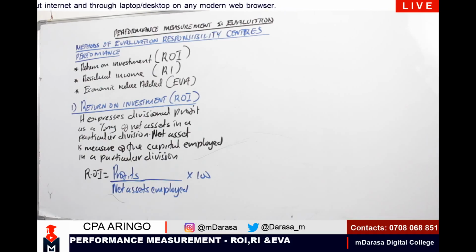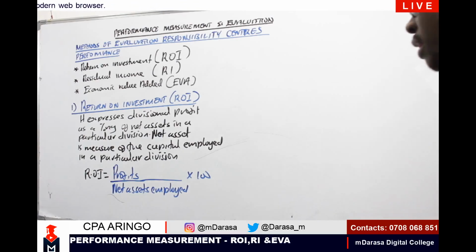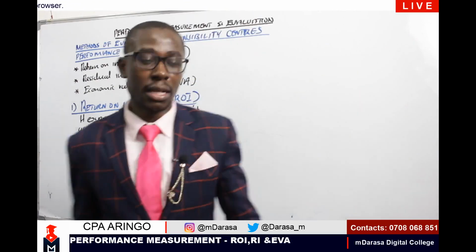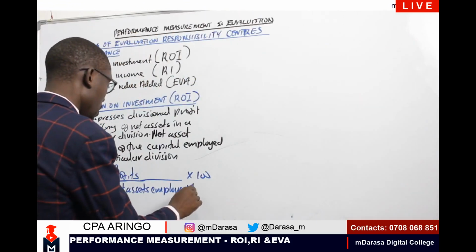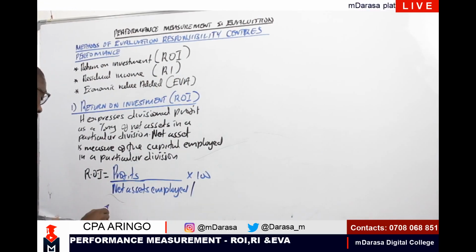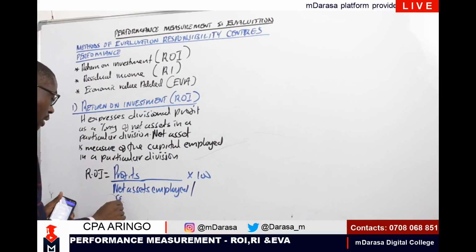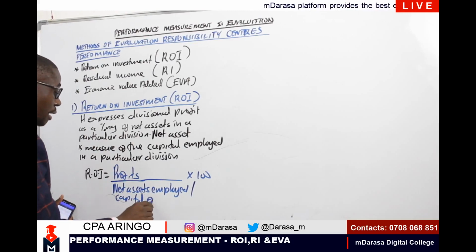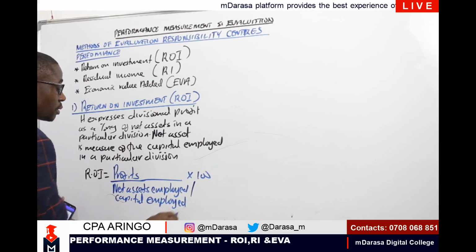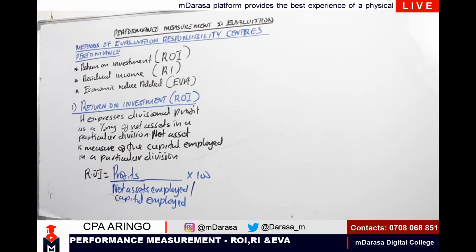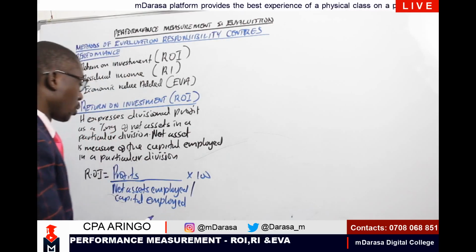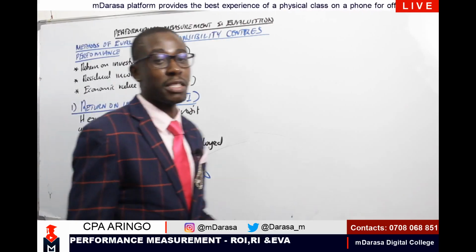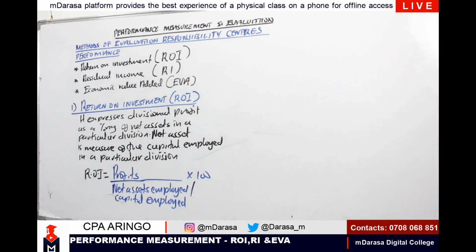Probably one will ask at this point, how do you determine net assets? Net assets is the same as capital employed. So profit divided by net assets employed, or capital employed, times 100. That should give us our return on investment.